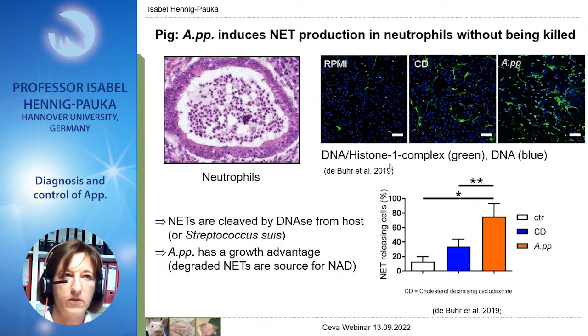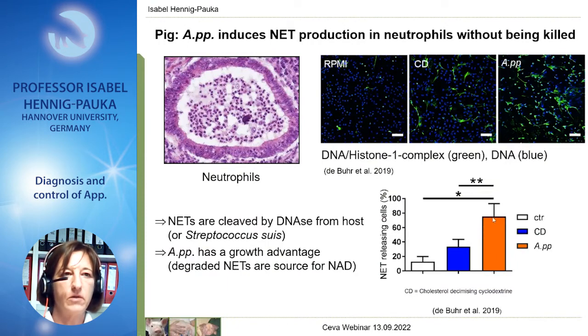And the nets you can see on these immunofluorescent slides. Nets are produced to catch the bacteria. They consist of DNA-histone complexes, which are shown in green here, and in blue are the neutrophils. On the left-hand side, you see the negative control, in the middle the positive control, and on the right, you can see neutrophils which were in contact with APP, and you can see that APP is a very great net trigger. This is also shown in this bar graph, in the orange bar.